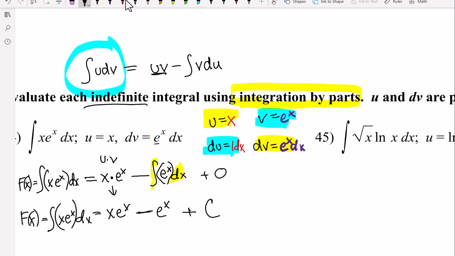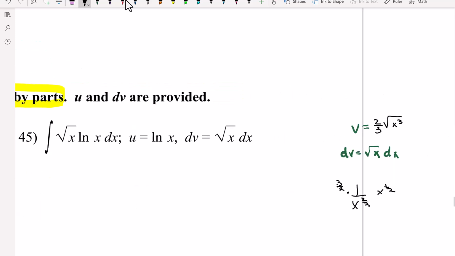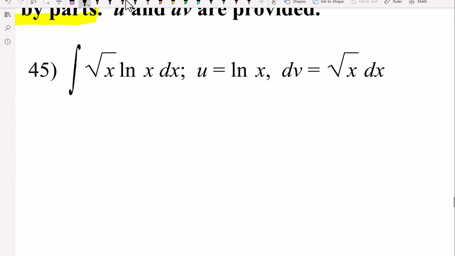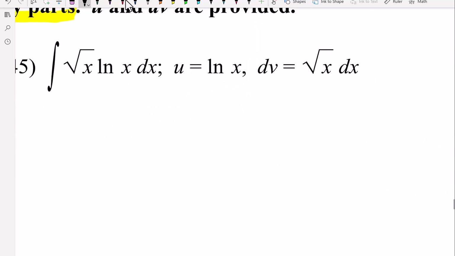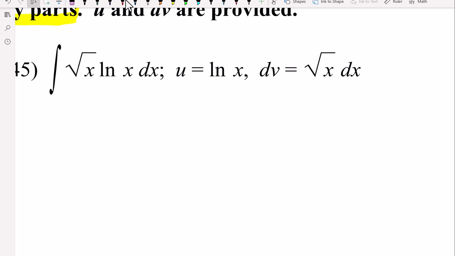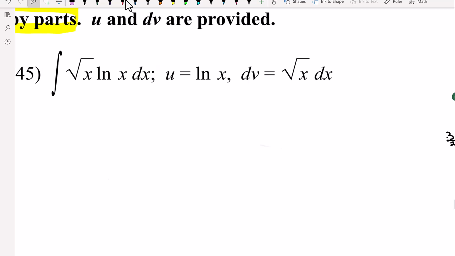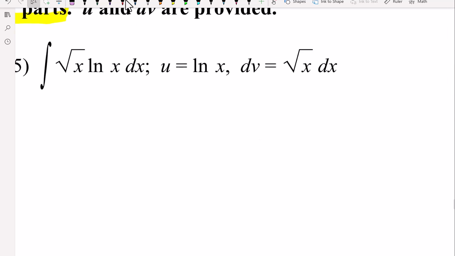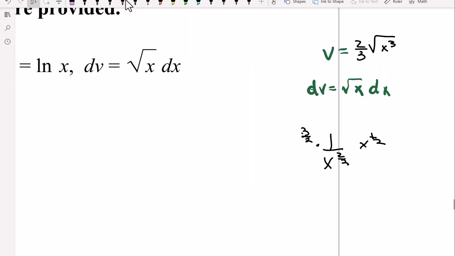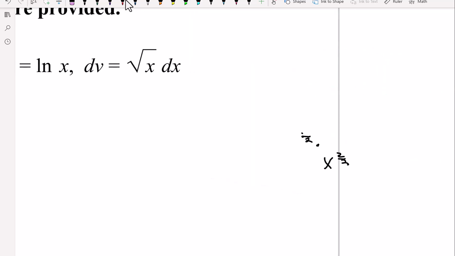Ta-da! This next one's going to be a little bit more challenging, and then we're going to do one that has one or two that you have to integrate by parts twice. Okay, we have a square root function. That's what our dv is. So let's come over here. I've already started to work it out, but I'm going to have us do it together.